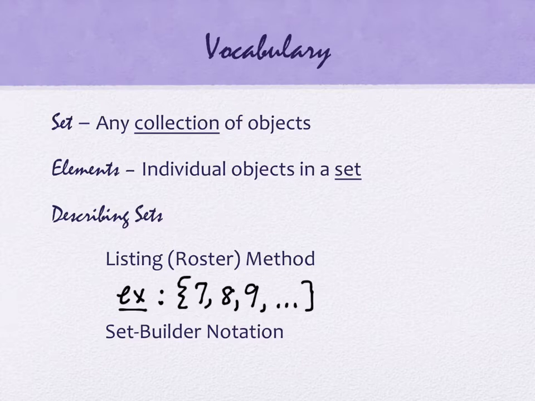Okay, so there's those curly braces. Some of my curly braces don't end up looking quite right. But this would be all the numbers 7, 8, 9, ... means we would keep going, of course. And that would be the listing or the roster method for it.